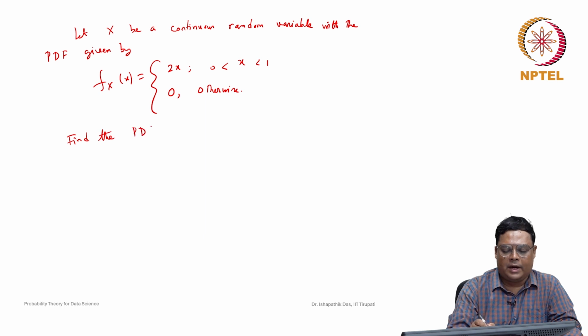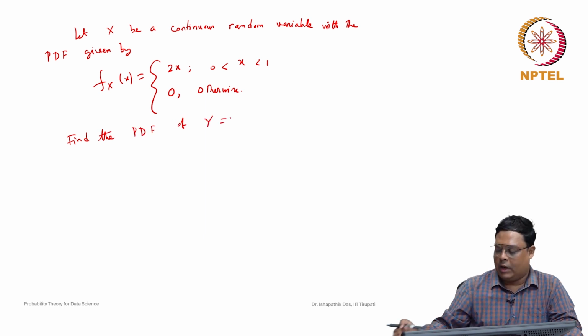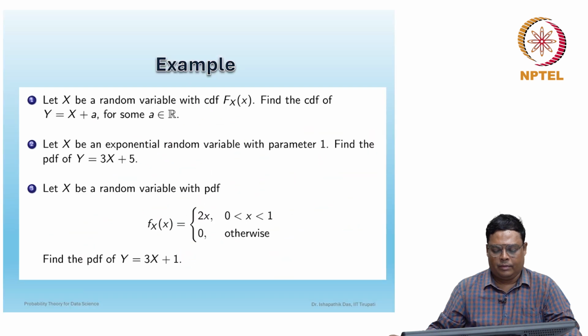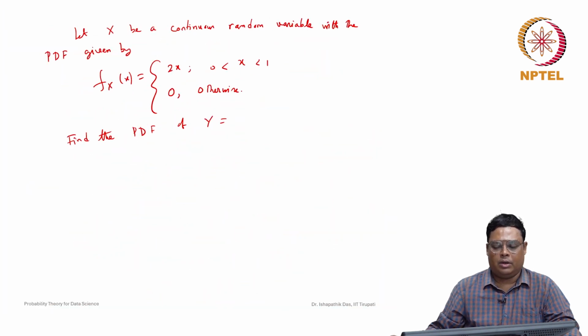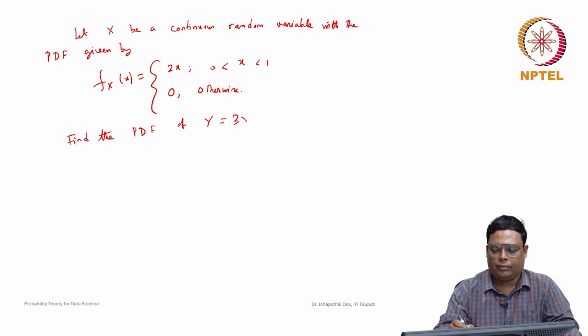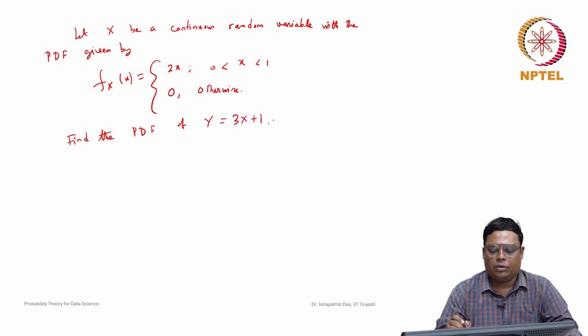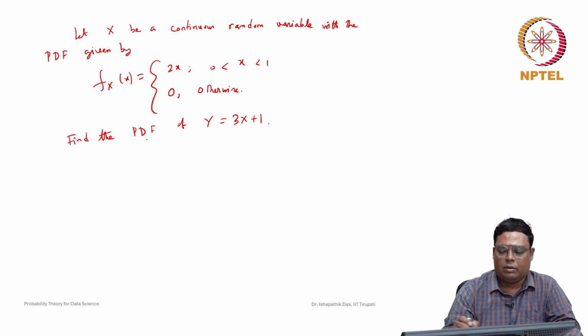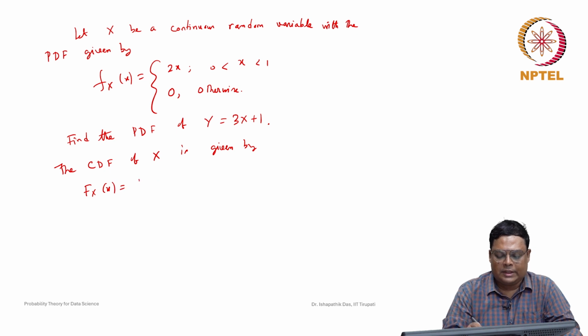Find the probability density function of y equal to 3x plus 1. So now we will use this method. How? First we have to find the cumulative distribution function. The cumulative distribution function of x is given by, so let us find F of x. F of x is nothing but the probability that X is less than or equal to x, because the density is known, we can find the cumulative distribution function.